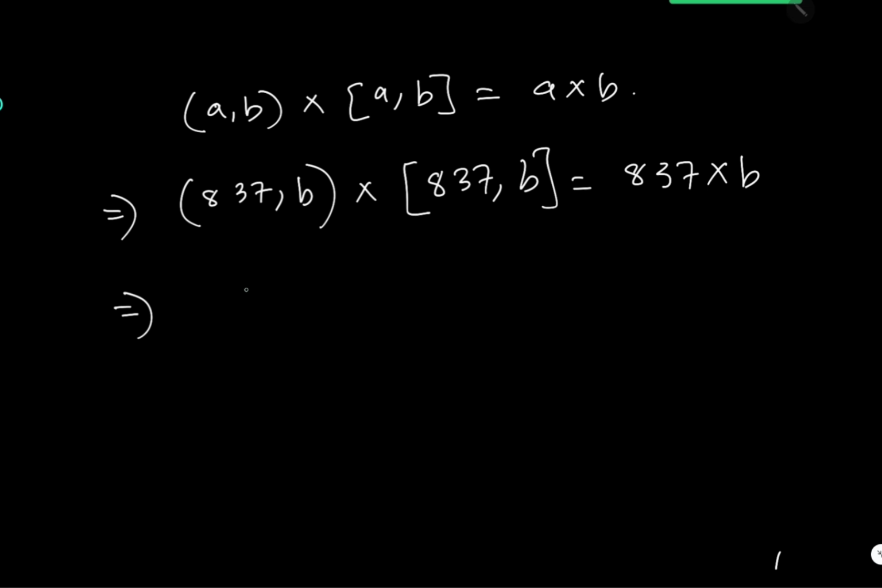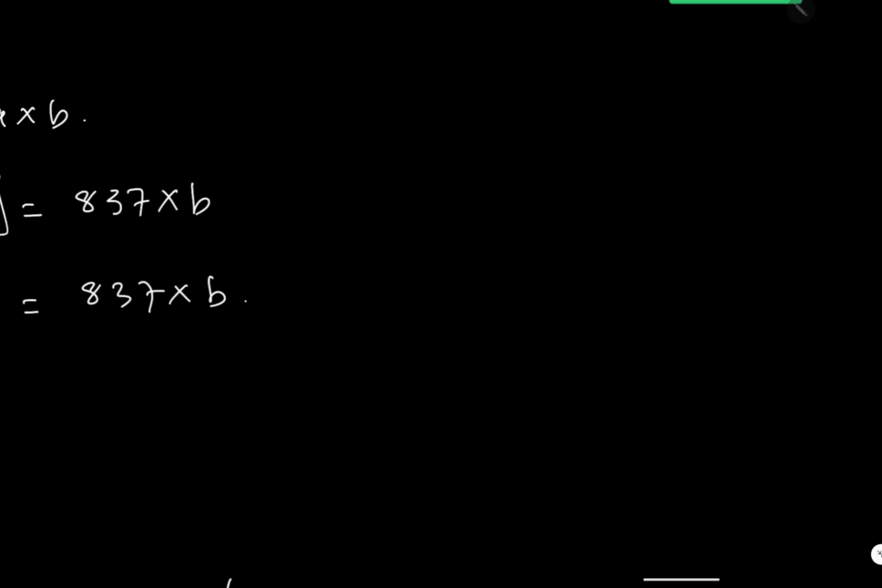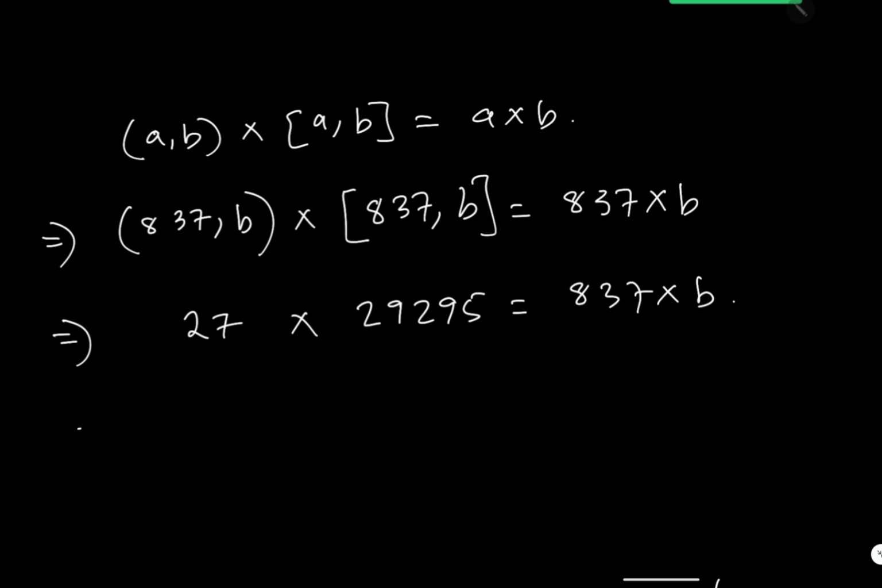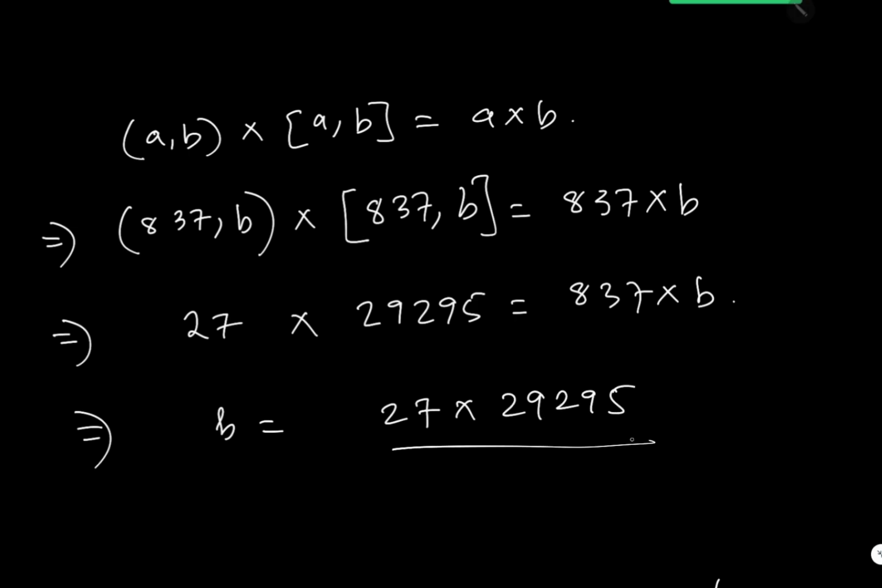It's given that HCF is 27, LCM is 29295, so 27 into 29295 is equal to 837 into B. We can transpose B over here and we will be left with 27 into 29295 divided by 837.